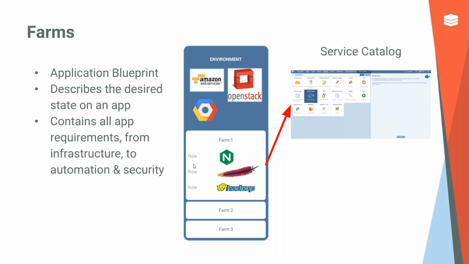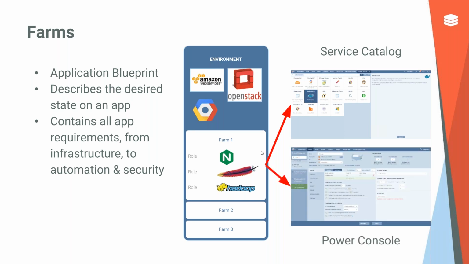Once you're done designing a farm, you're then able to package that into a service catalog item. And if you have any users who value ease of use over flexibility, you can make this available for them in a one-click provisioning type of experience. Otherwise, you could always use the Power Console, if you're a more advanced user, to relaunch that application. Okay, so hopefully all of this makes sense, and we will iterate some of this in the actual demo.